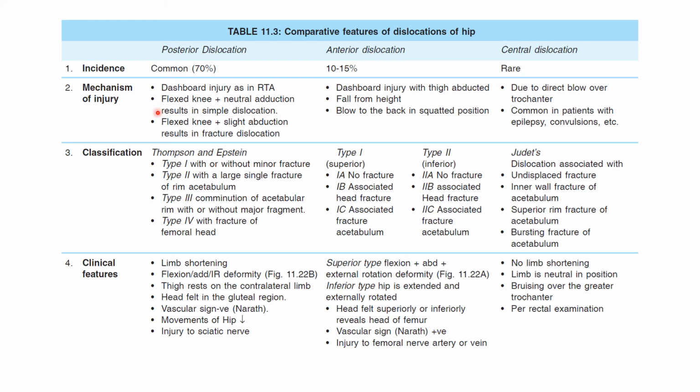Mechanism of injury in posterior hip dislocation is a dashboard injury with the knee flexed, in neutral adduction or slight abduction. Anterior dislocation can also occur from a dashboard injury with the thigh abducted, a fall from height, or a blow to the back in a squatted position. Central dislocation occurs due to a direct blow over the trochanter, or is common in patients with epilepsy or convulsions. Classifications are the Thomas and Epstein classification or Judet classification, and the clinical features.